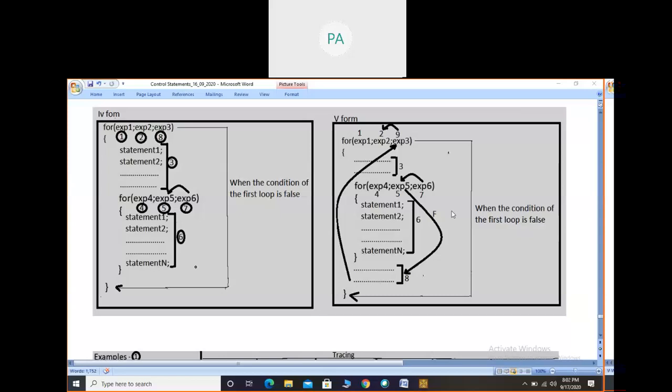So if you look at the arrow marks that I have put, and the numbers in the circles, they indicate execution steps. By looking at those things, I hope you can understand everything. But still, if you come across any doubt, you can ask.